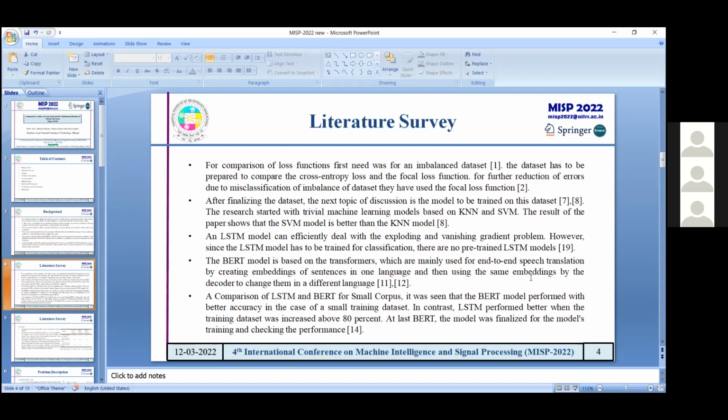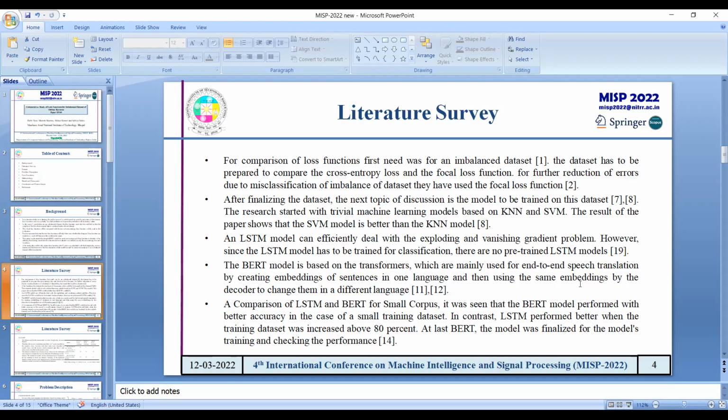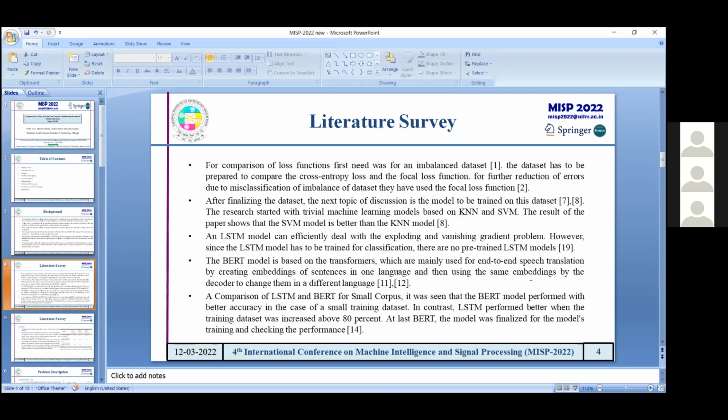Now coming to the BERT model, which is based on transformers, which are mainly used for end-to-end speech translation by creating embeddings of a sentence in one language and then using the same embeddings by the decoder to change them into a different language. In the comparison of LSTM and BERT for a small corpus, the BERT model performed with better accuracy in case of a small training dataset, while LSTM performed better when the training dataset was increased up to 80%. At last, the BERT model was finalized for the model training.